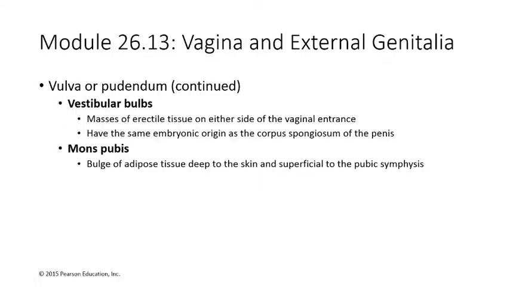There's also vestibular bulbs. These are masses of erectile tissue on either side of the vaginal entrance, and these are similar in embryological origin to the corpus spongiosum. Remember, this was some of the erectile tissues in the male. And then the mons pubis is a bulge of adipose tissue deep to the skin and superficial to the pubic symphysis that is also covered by pubic hair.